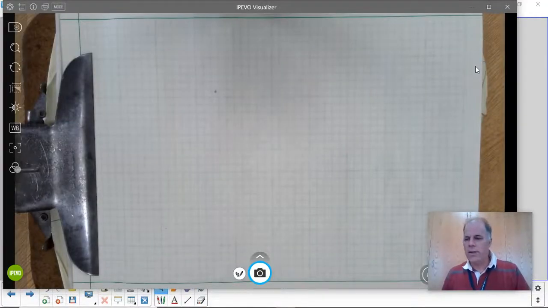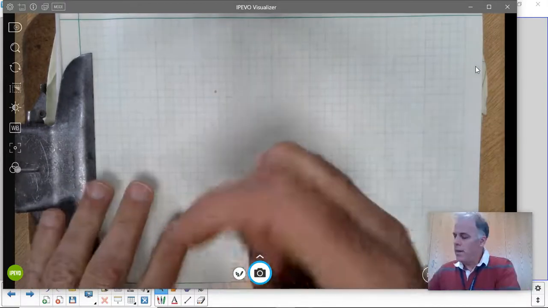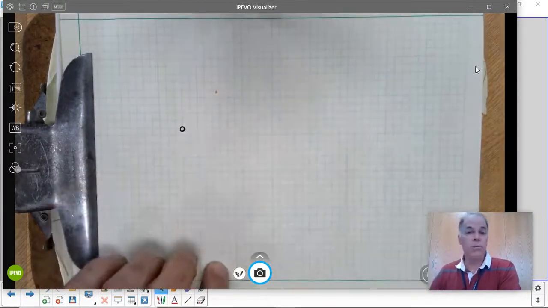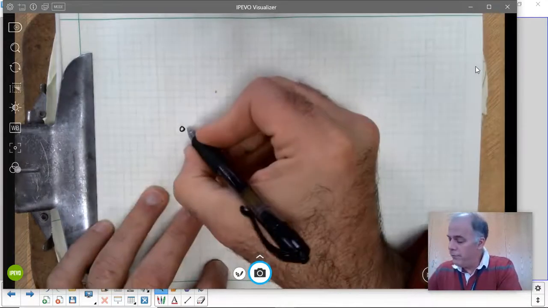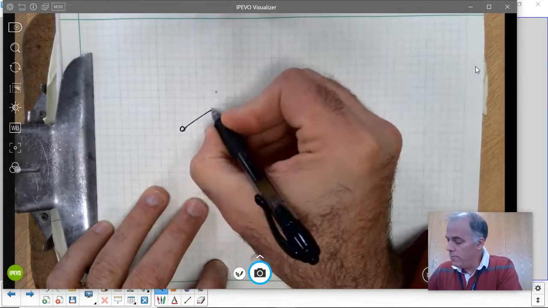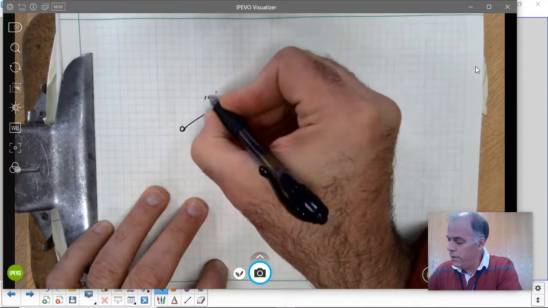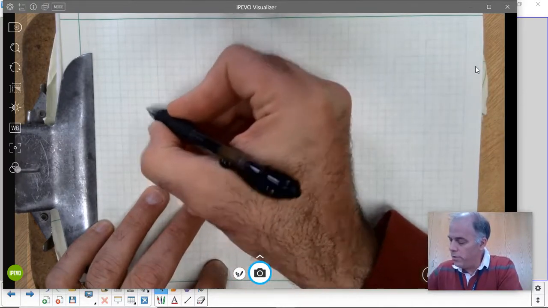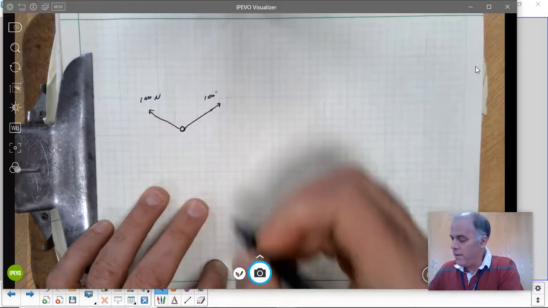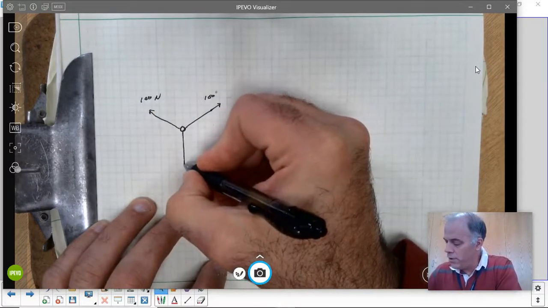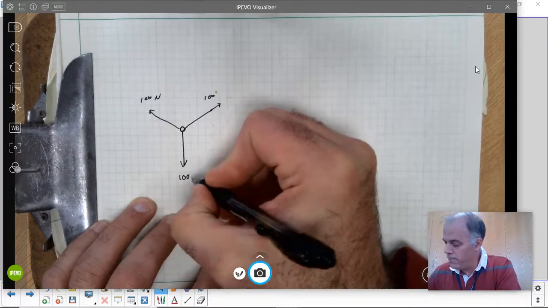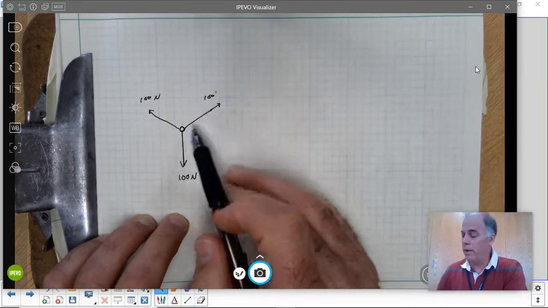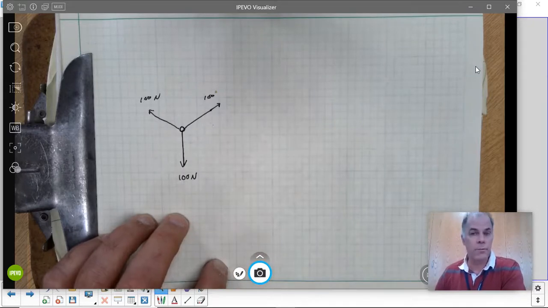Okay, so now let's consider another situation. So in this case, let's imagine that we have three kids who are fighting over a frisbee, and they all want the frisbee. So we have one kid pulling this direction with a force of 100 newtons, and we have another kid pulling this direction with a force of 100 newtons. I'm going to try to make that the same length. And then the third kid is pulling this direction with a force of 100 newtons. Okay, so they're all equal strength. They're all pulling in opposite directions because they want the frisbee.